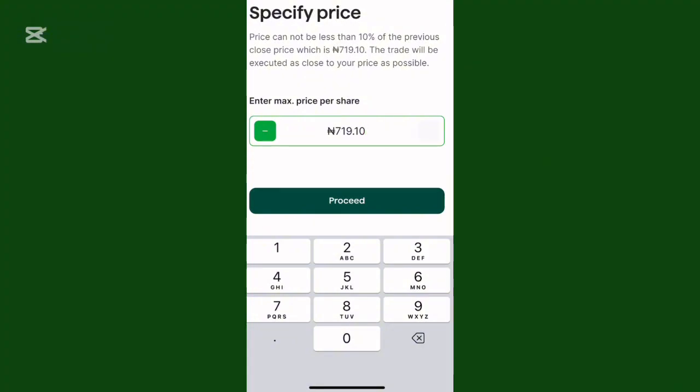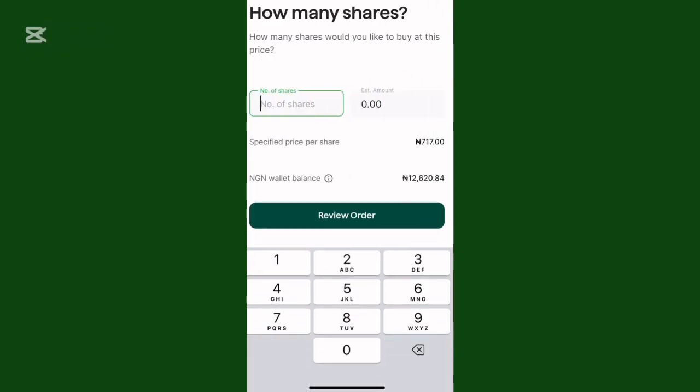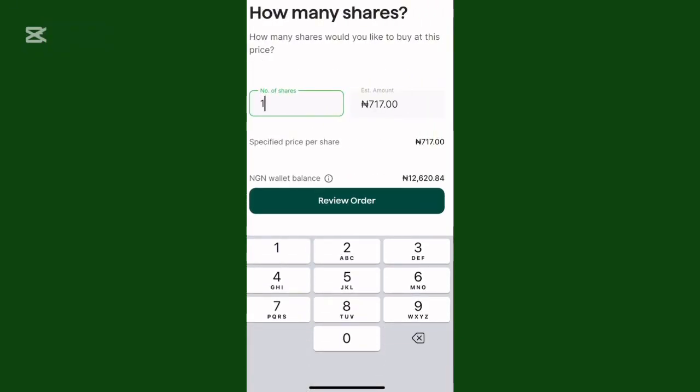Let's say 717 naira. Now we are telling them that if the price they see is above 717 naira, they should not buy. But if they see maybe 715 naira, 716 naira, they can still buy. So you proceed, you tell them the number of shares you are buying. Let's say we are buying 10 shares.